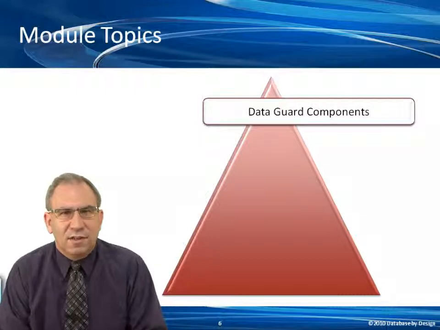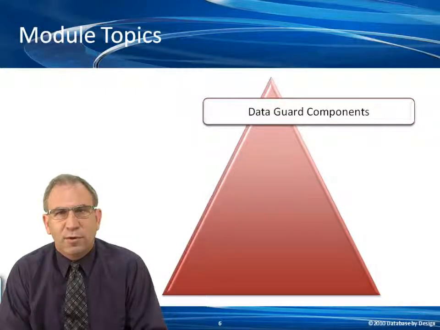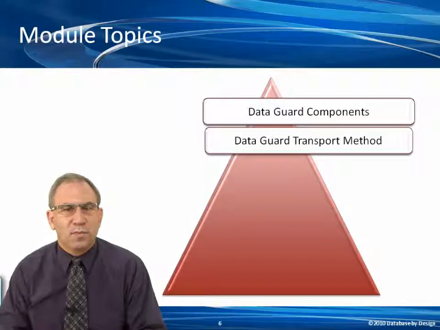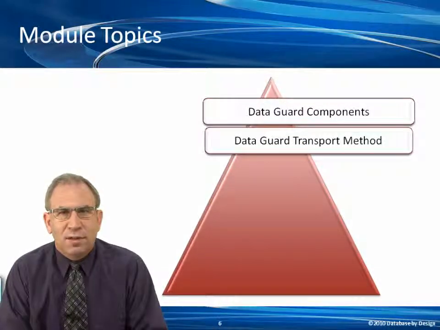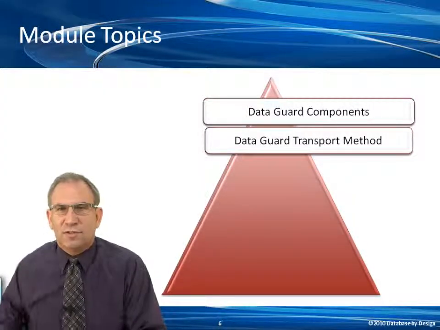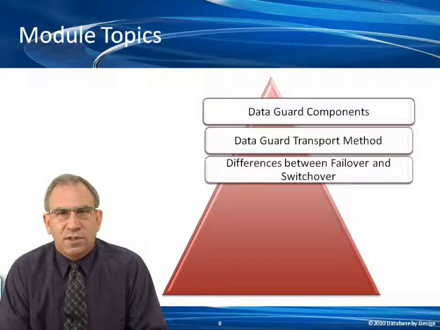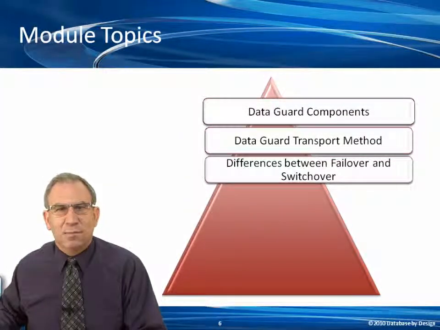The topics of this course will include Oracle DataGuard components. These are the individual components that will be required to successfully run Oracle's DataGuard utility. We will take an in-depth look at Oracle's DataGuard transport method, whether it's the redo apply or the apply services. We will learn what the differences are between a failover and a switchover. One is a planned outage, and one is an unplanned outage.